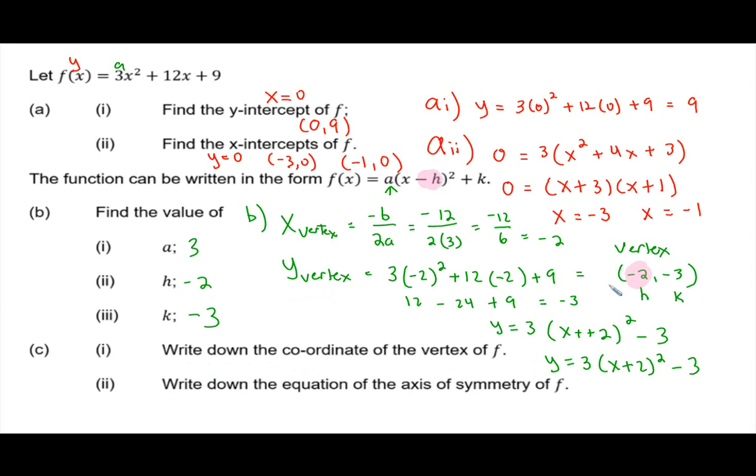And then, let's see, write down the coordinate of the vertex. We found the vertex already. So the vertex was -2, comma, -3, right? And then the last part, write down the equation for the axis of symmetry. Remember, the axis of symmetry is the same thing as the x value of the vertex. So the x value of the vertex is -2. So your answer is x is equal to -2. Okay?